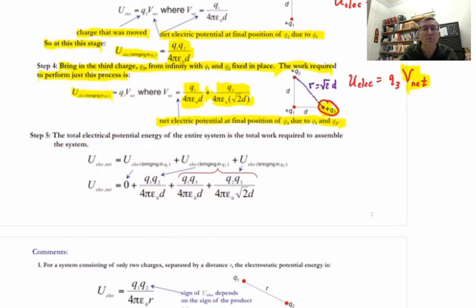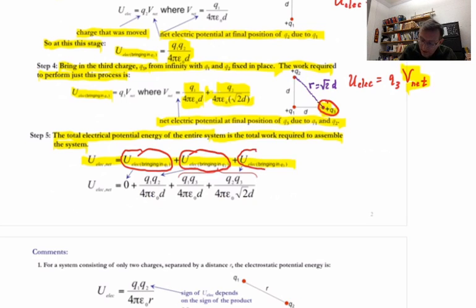We've got to find the total electrical potential energy of the entire system. That's the total work we had to do to assemble the system. So that's this line right here. That's the electric potential energy involved in bringing in Q1 first, from infinity, plus the electric potential energy involved with bringing in Q2 after Q1, plus the electric potential energy involved in bringing in Q3 after Q1 and Q2. Okay? All right. Now, we have an expression for each one of those.